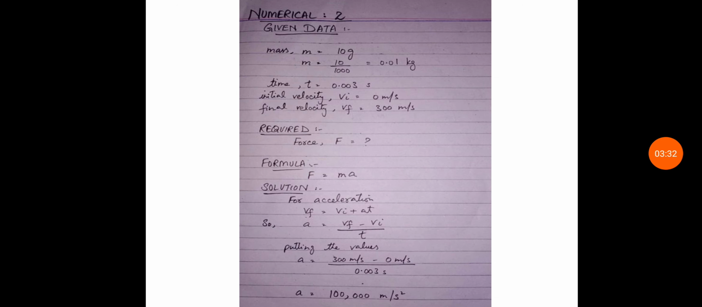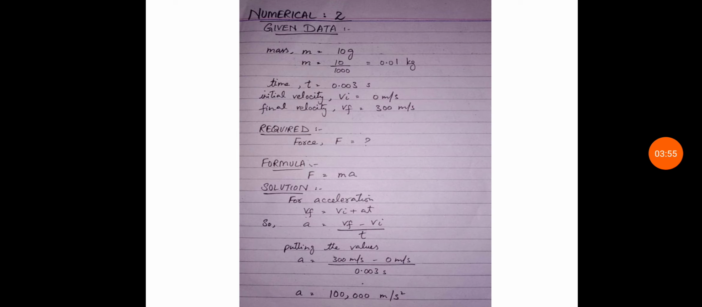Now the data will be: mass is given, that is 10 gram, and this gram will be converted into kilogram by dividing by 1000, and we get 0.01 kilogram. Time is 0.003 second. Initial velocity is 0 meter per second. Final velocity will be 300 meter per second, and the required is force F. Same formula is used here.